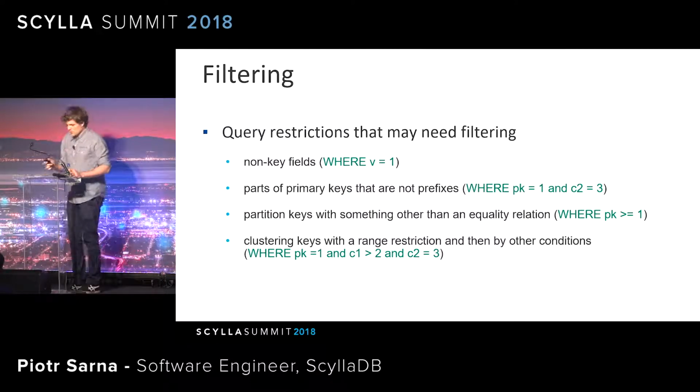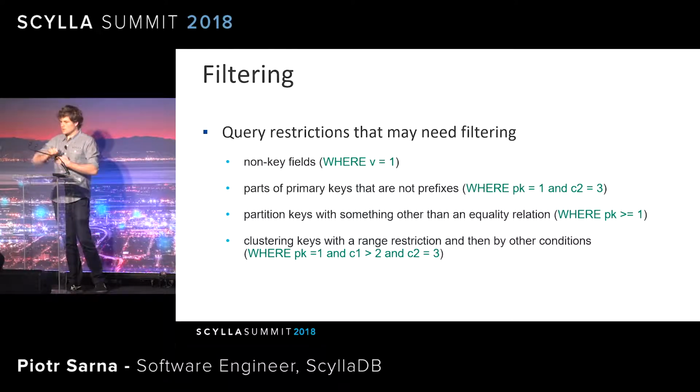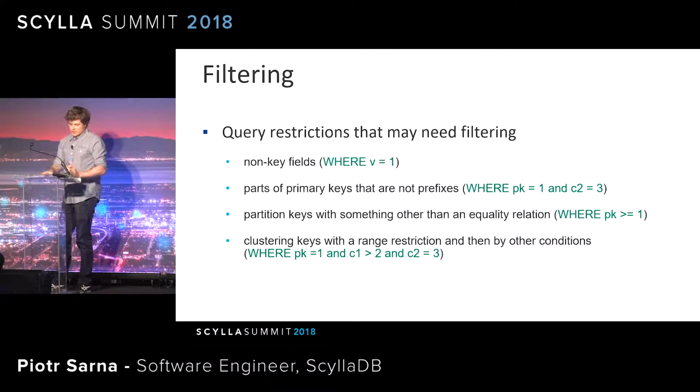So, which queries may need filtering? You can see that these bullet points are kind of similar to those from materialized views and secondary indexes. If you want to query for non-key fields or just parts of the key, then you can also allow filtering. But it's a little bit more flexible. You can also have inequality relations for primary keys or some other combinations that use some more complex restrictions. Then filtering might be the way to go.